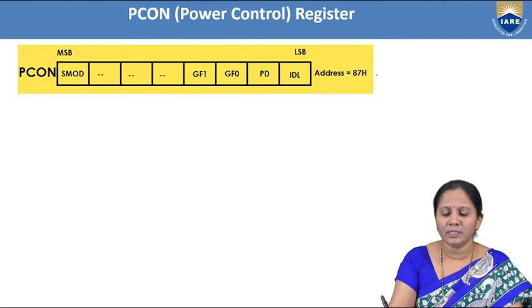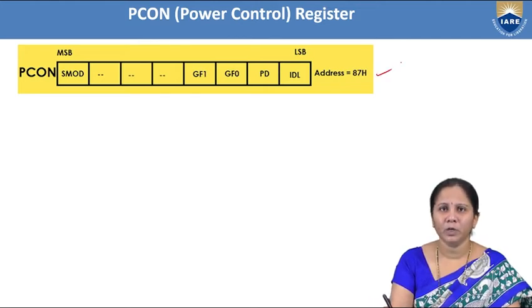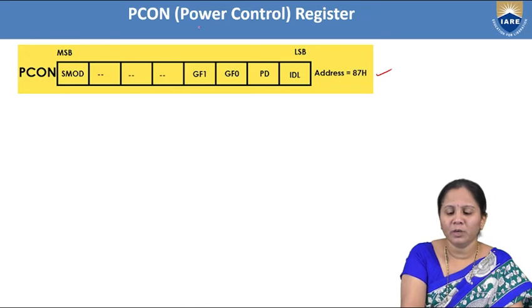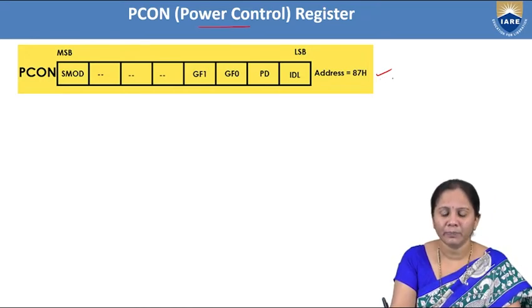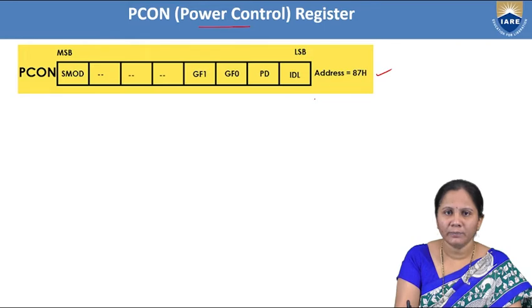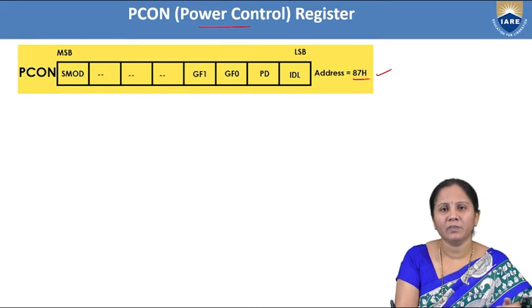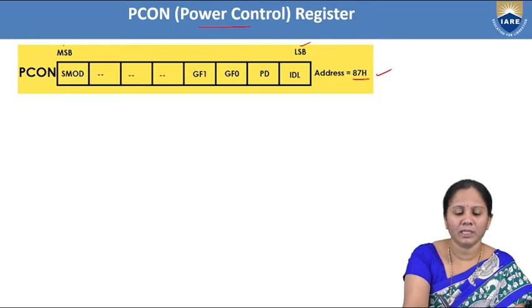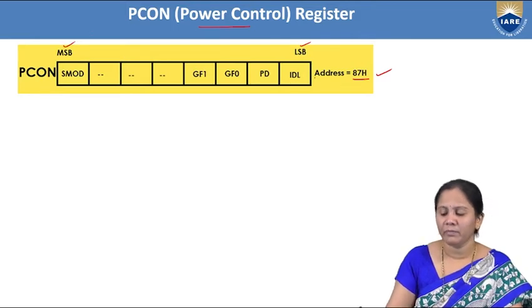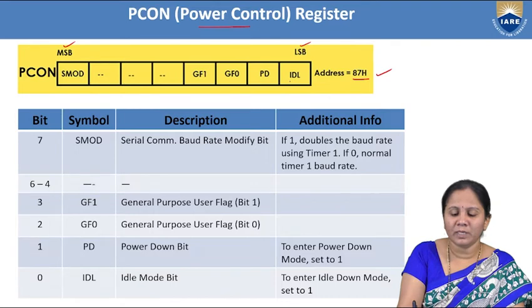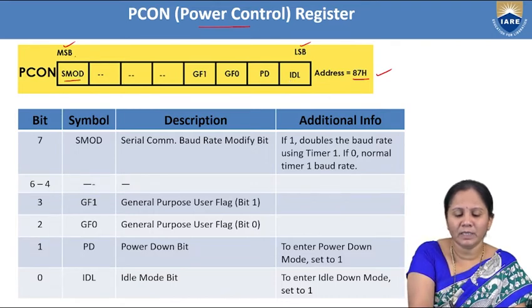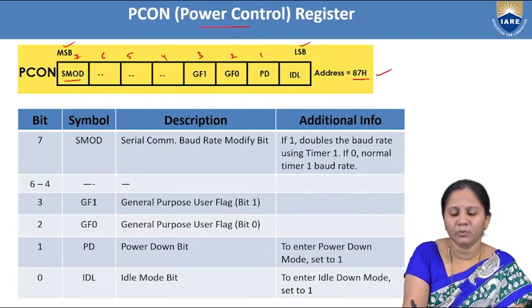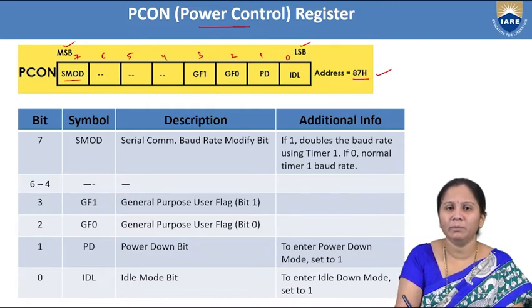This is the register format for the PCON register. PCON stands for power control register. It is an 8-bit register, and its fixed address in the SFR address space is 87H. It has 8 bits from LSB to MSB: bit 7, 6, 5, 4, 3, 2, 1, 0.